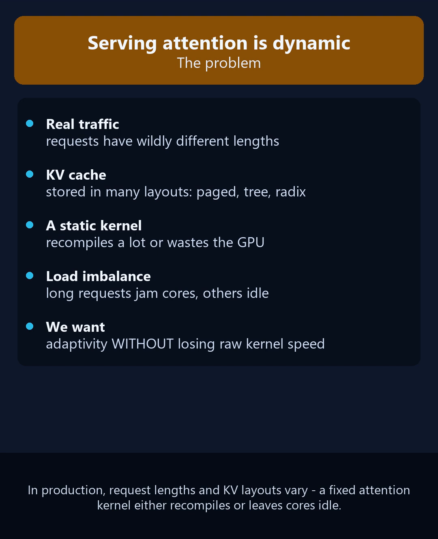Here's the pain. In production, requests arrive with wildly different sequence lengths, and the key value cache is stored in many layouts: paged, radix-tree, tree mask. A static attention kernel written for one shape either recompiles constantly or wastes the GPU. Long requests jam some cores while others sit idle, so the load is unbalanced. You need attention that adapts to changing traffic without giving up raw kernel speed.